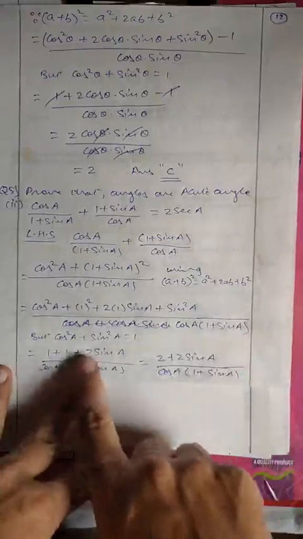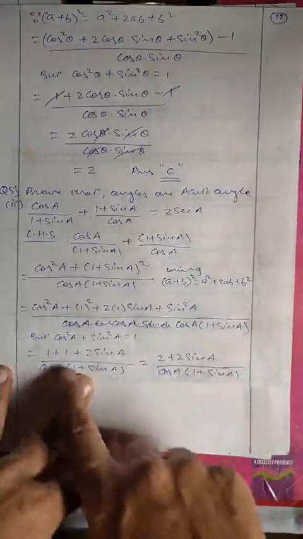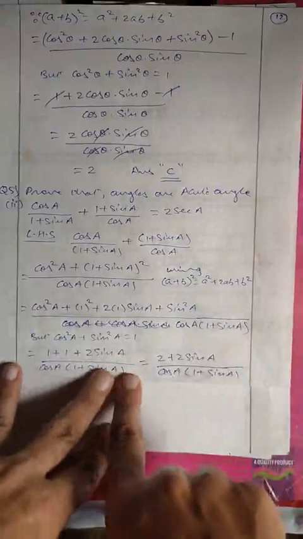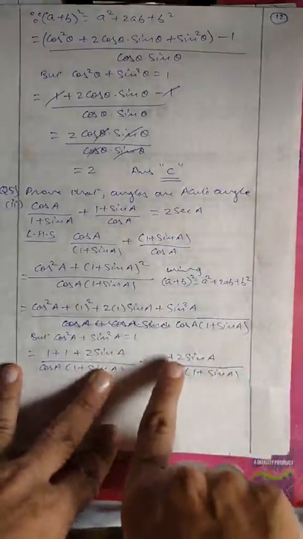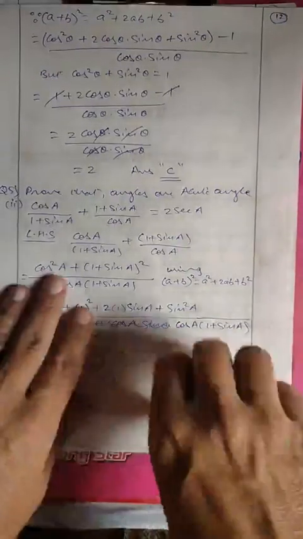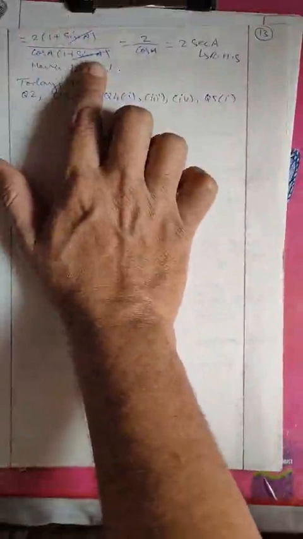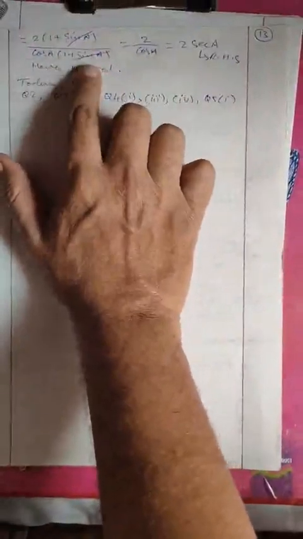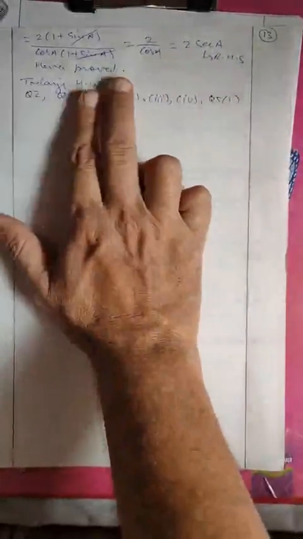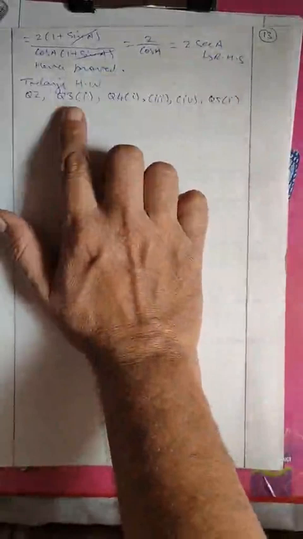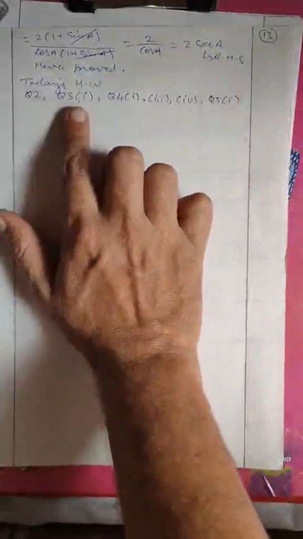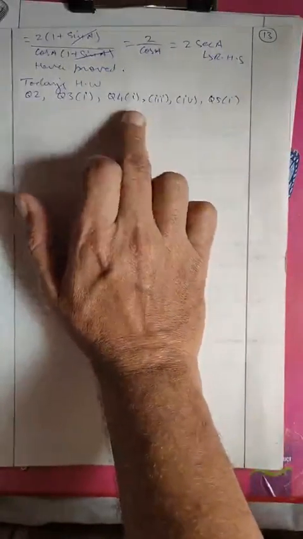Now 1 plus 1 is 2, 2 plus 2 sin A upon cos A into 1 plus sin A. On the numerator side, I can clearly find that 2 is common. So I take 2 common, 1 plus sin A upon cos A into 1 plus sin A. 1 plus sin A, 1 plus sin A get cancelled. It becomes 2 upon cos A, that is 2 sec A. So that is our RHS. Hence proved.